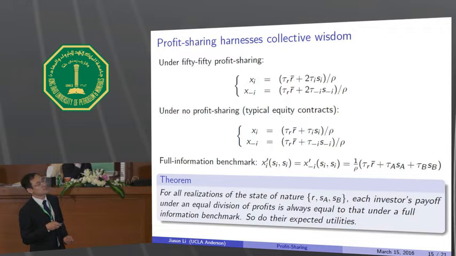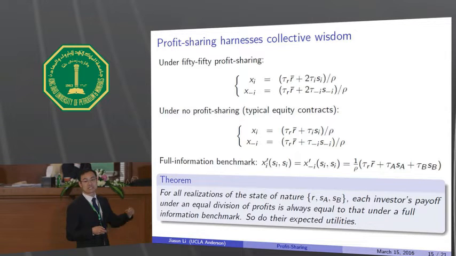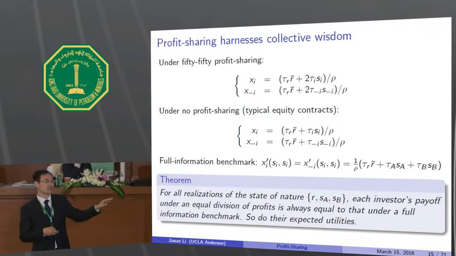If you look into the sum of the investment amounts under a 50-50 profit sharing rule and under a full information benchmark, we will find that when they add up, they look exactly the same. So it is kind of a theorem that under all realizations of the state of nature, each investor's payoff under an equal division of profits is always going to be equal to the full information benchmark.